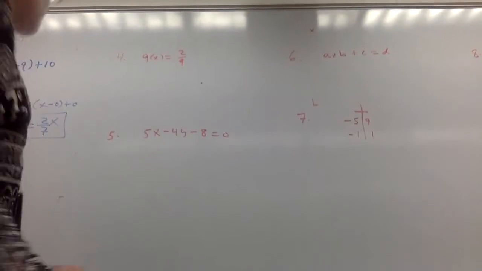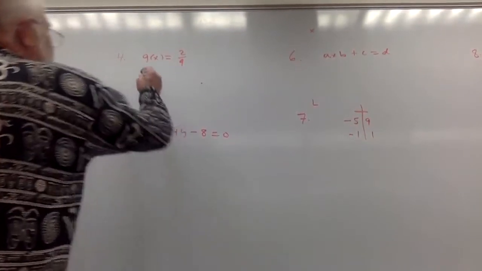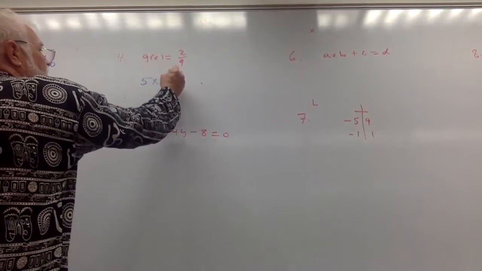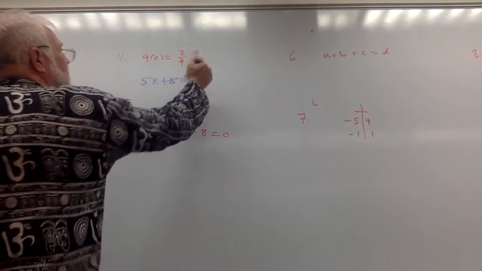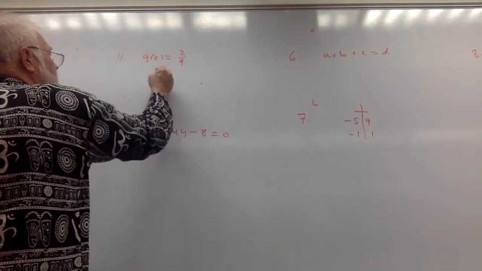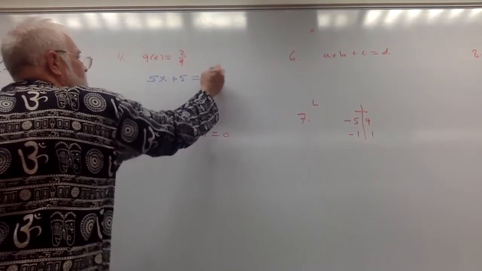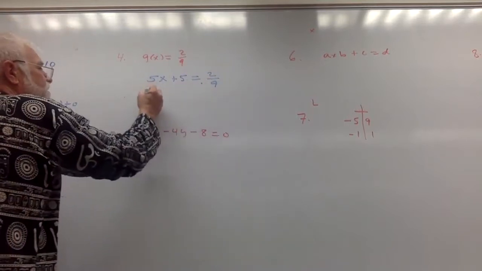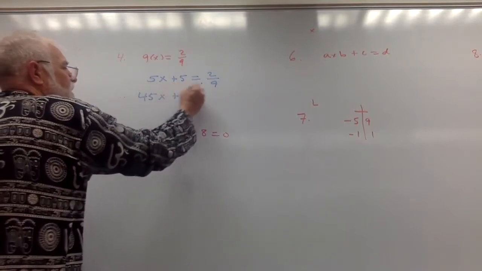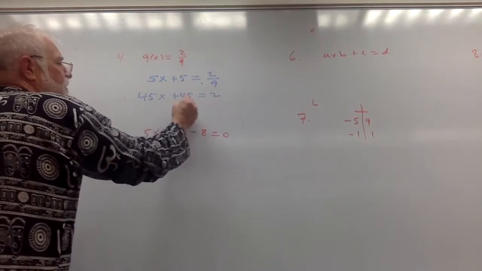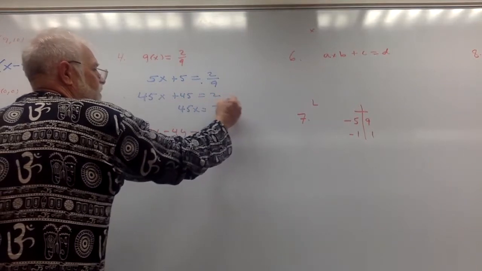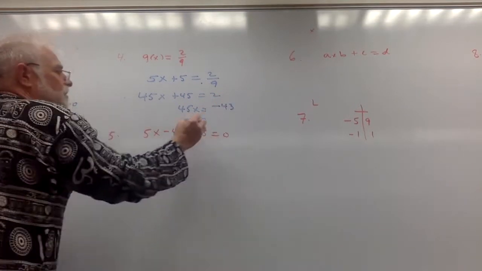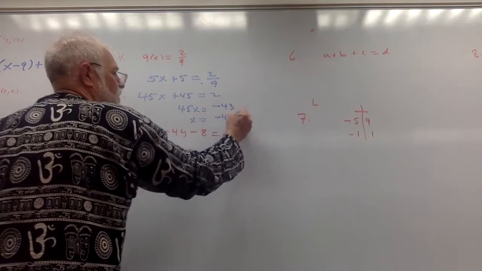Now we want to solve g of x equals 2/9. What was g of x? 5x plus 5. So 5x plus 5 equals 2/9. So I want to multiply everything by 9. Oh, I had to write it. Yeah, we didn't have the function here. 5x plus 5 equals 2/9. So 45x plus 45 equals 2. So I can see that 45x equals minus 43. So x is equal to negative 43/45.